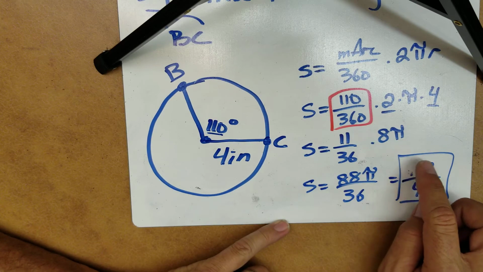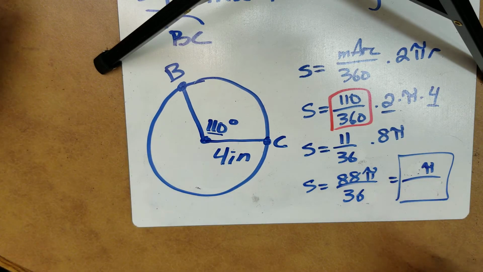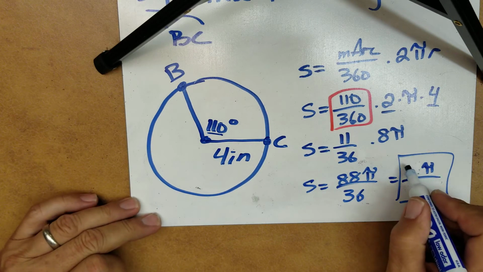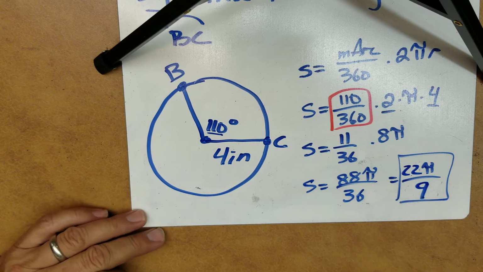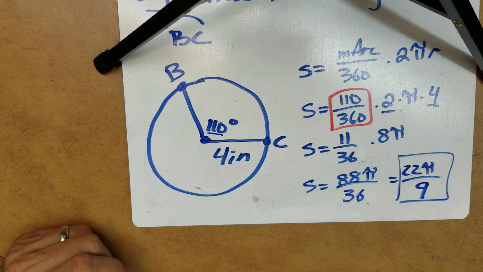I can reduce that by 4, though. I know I can reduce it by 4. And if I reduce it by 4, I get 22 pi over 9. I apologize. I appreciate you sticking with me real quick.